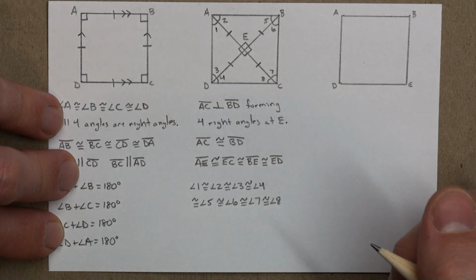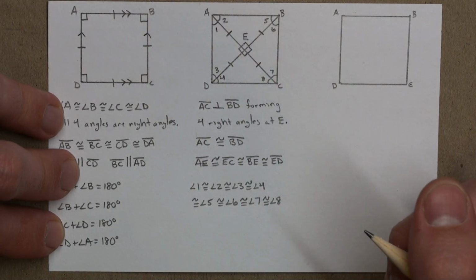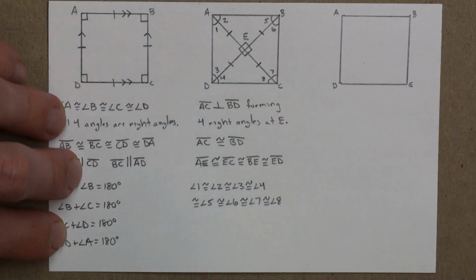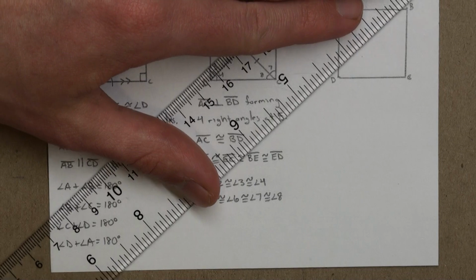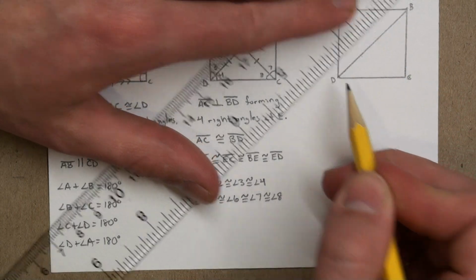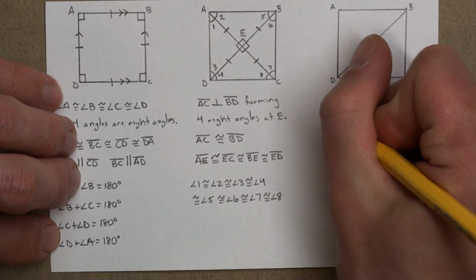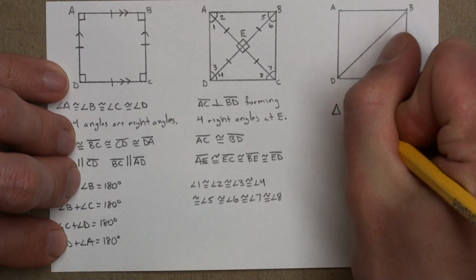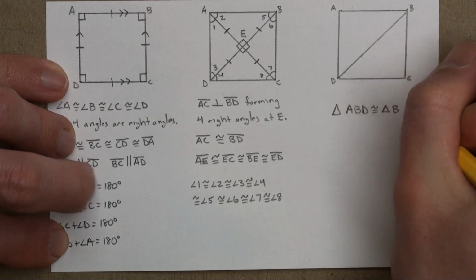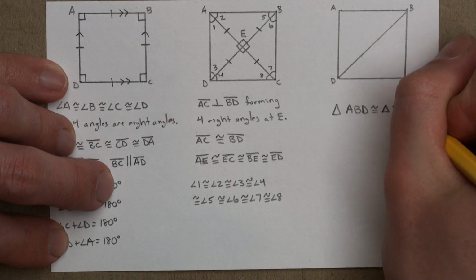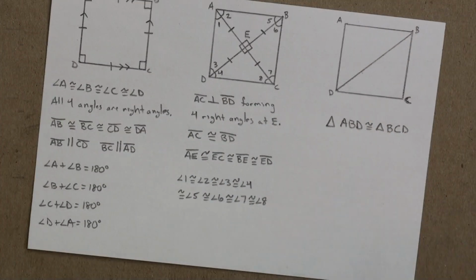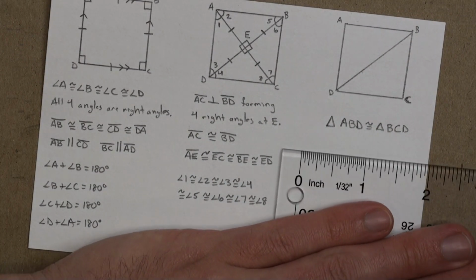Alright. Is there anything else that I'm missing? No. Now let's go back to this side. Draw our diagonal here. And we could say triangle ABD is congruent to triangle BCD. This is a C. Now let's draw one more square.